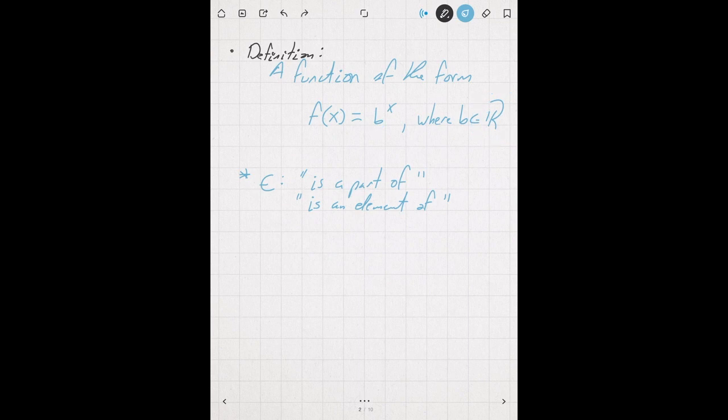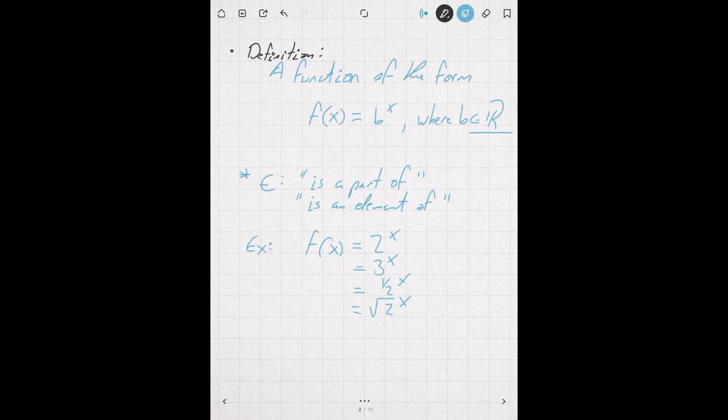So what are some examples of exponential functions? An example of an exponential function might be f of x equaling 2 to the x power, or it could be 3 to the x power. Maybe it could also be something like a half to the x power, or the square root of 2 to the x power, etc. Remember, we are saying b here has to be a real number. I'm going to put a couple more qualifications on this definition in just a little bit.